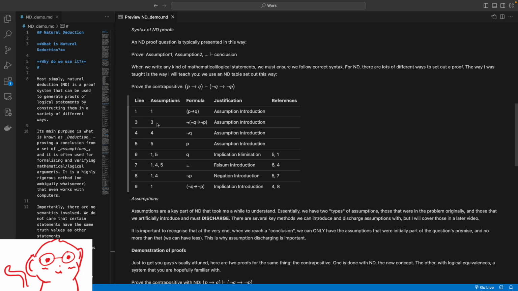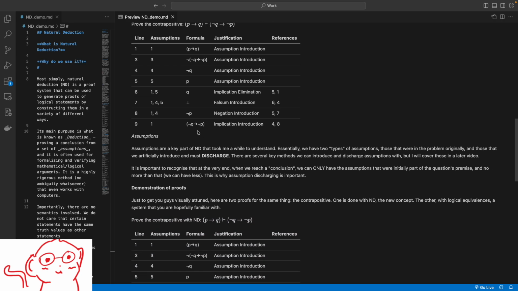Assumptions are slightly different. Assumptions are the assumptions that we introduce or use in that line. For example, here, although we're on line 6, what we're using is assumptions 1 and 5 in what's known as implication elimination, to derive a formula Q. The formula tells us what we're dealing with currently, and then justification tells us the rule that we're using. Finally, references allow us to reference the lines that we're talking about. For example, if you have P implies Q and P, you can get Q. That's what the references tell us, 5 and 1. And this is the conclusion that we get.